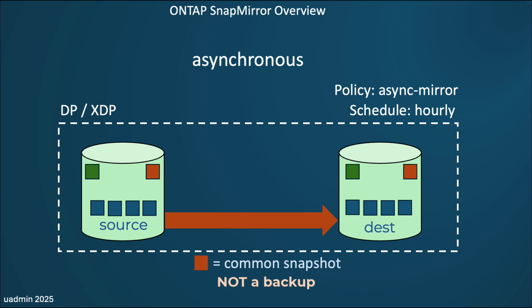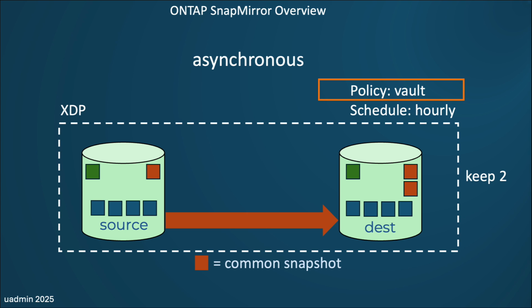You will agree that this is not a backup, because both the source and the destination will have the same data after every update, except of course for the new data that enters the source volume during and after the update. So when you set up the SnapMirror relationship, either with DP or XDP, you can attach the async mirror policy to mirror your data from the source to the destination. Another policy type is the vault type. This is for backup and archive purposes. This means that the destination can be retaining multiple snapshots as backup. This type is only supported with SnapMirror XDP and not with DP.